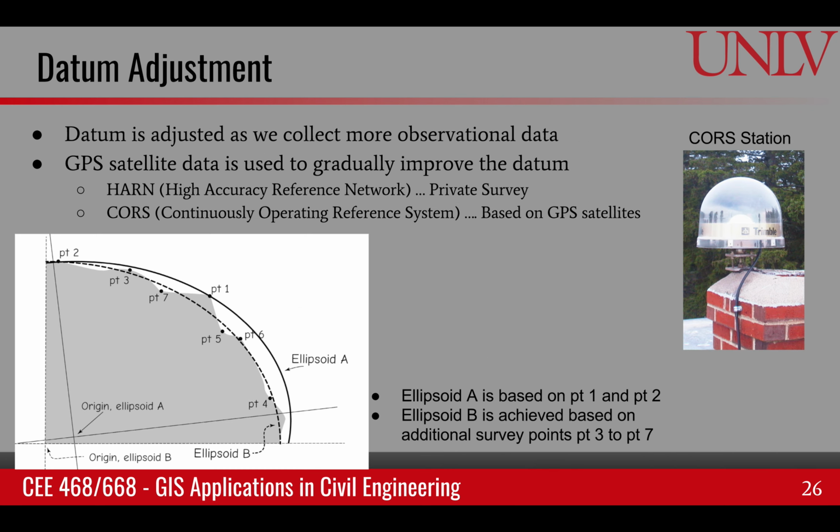So as I mentioned earlier, whether we have horizontal datum or vertical datum, they keep getting adjusted because of more observational data that we keep receiving. Nowadays, with the GPS satellite data coming on a continuous basis, we have a system called the continuously operating reference system. These are beacons around the country that continuously broadcast the location of their own station in a very accurate way.